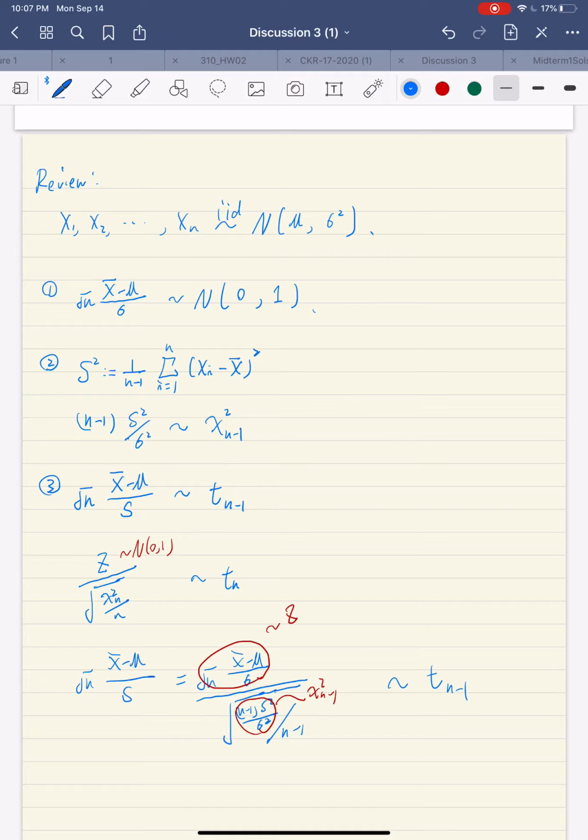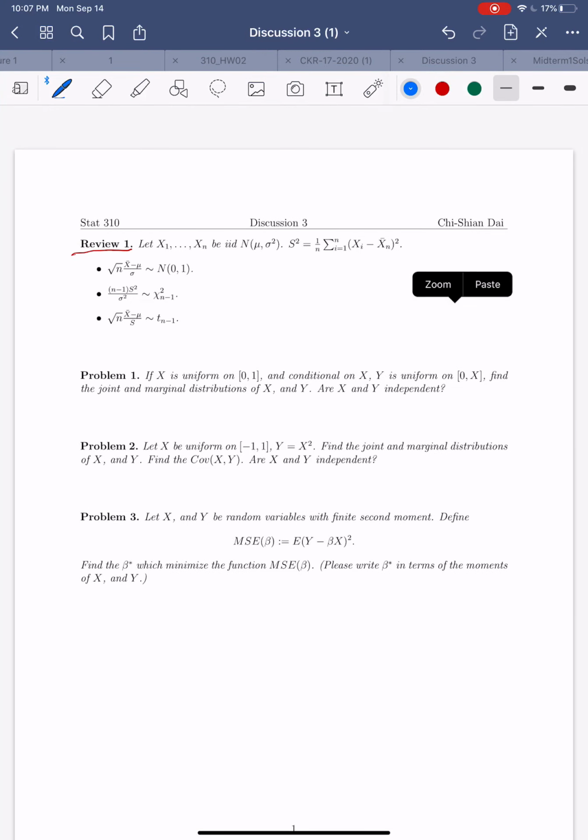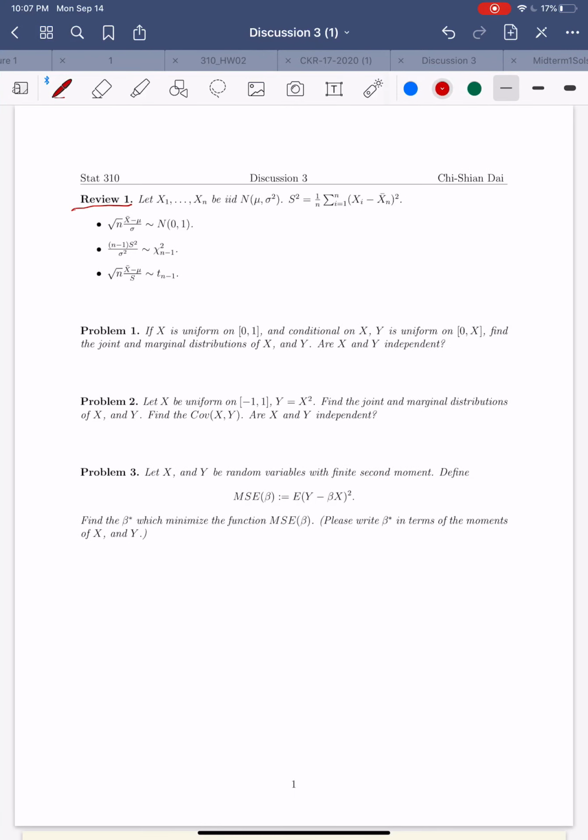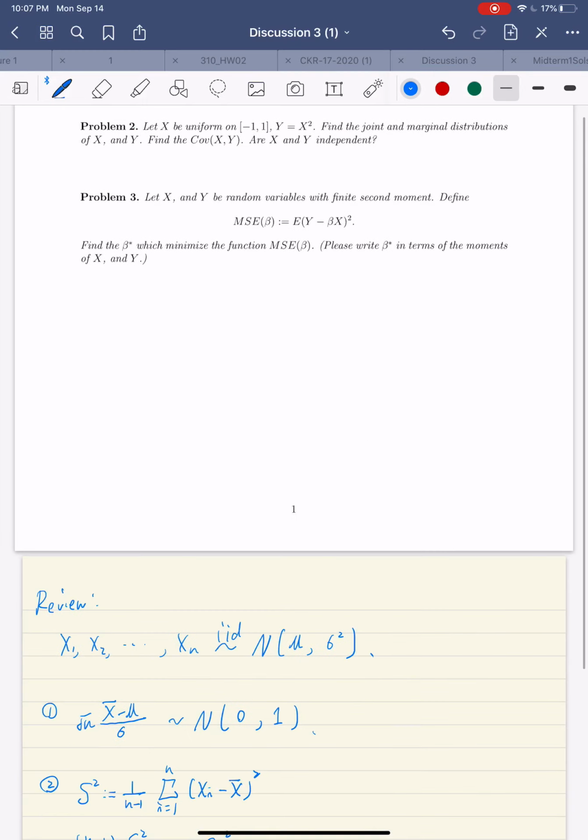Okay, and then let's go to the problem. The first problem is: x is uniform on 0 to 1, and conditional on x, y is uniform on 0 to x. We want to find the joint and marginal distributions of x and y, and we want to ask whether x and y are independent.